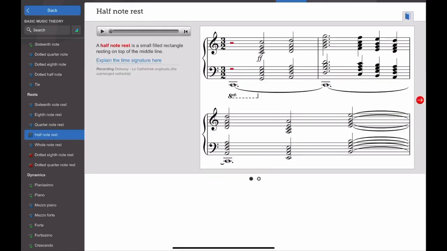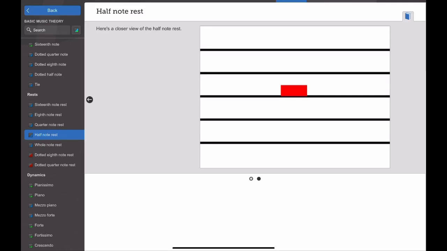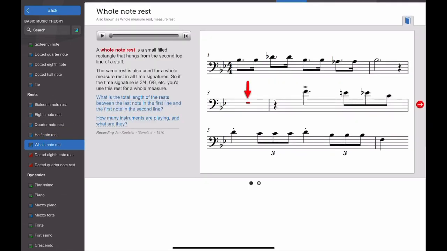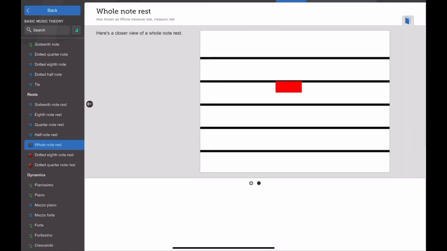The half note rest looks like a top hat. I'm not sure that's the greatest example of a half rest. This is how it looks. But the whole note rest, it looks like a hole in the ground. And it has 4 beats. Okay, this is how it looks.